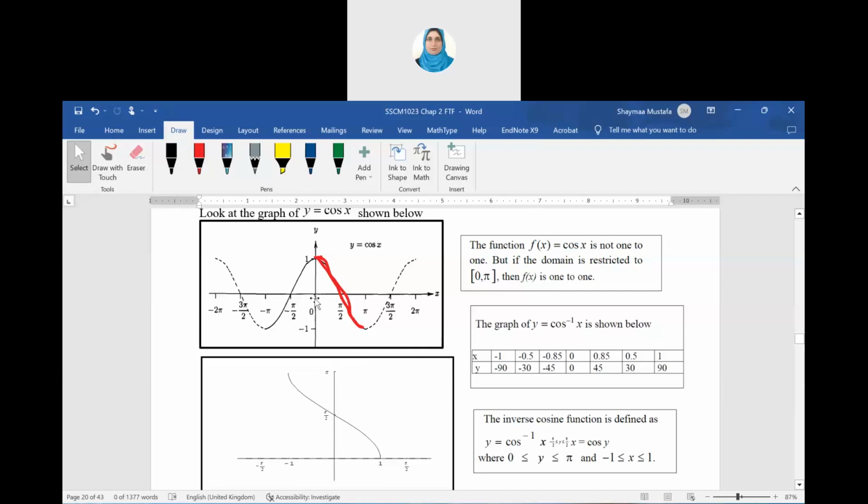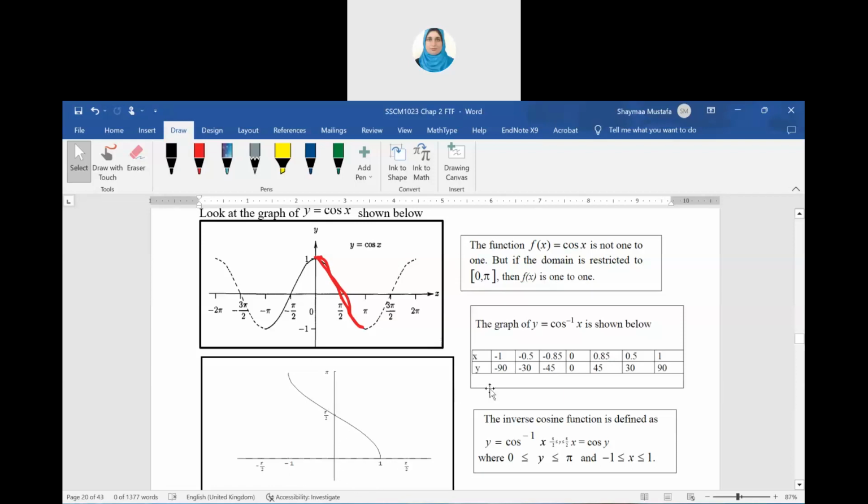Now, the domain here from 0 to pi will become our range from 0 to pi. The range here from minus 1 to 1 will become our domain. This is why, when I drew the table for cos inverse, I chose all the values of x between minus 1 and 1, because this is your domain.